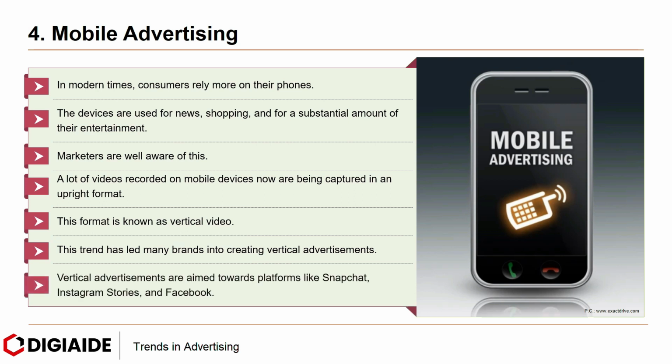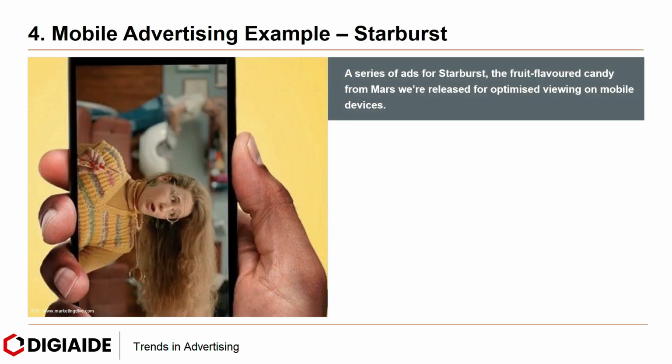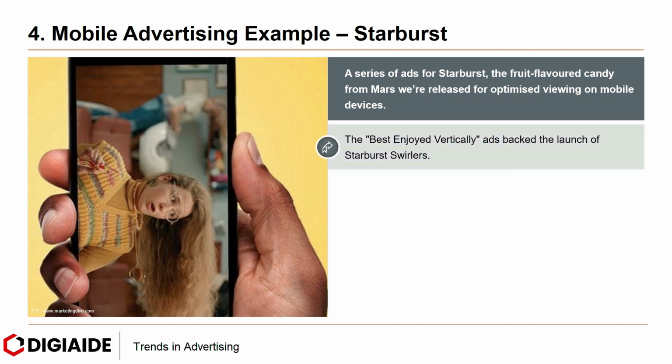Vertical advertisements are aimed towards platforms like Snapchat, Instagram Stories, and Facebook. One brand to capture this trend was Starburst. A series of ads for Starburst, the fruit-flavored candy from Mars, were released for optimized viewing on mobile devices. The "best enjoyed vertically" ads backed the launch of Starburst Swirlers.